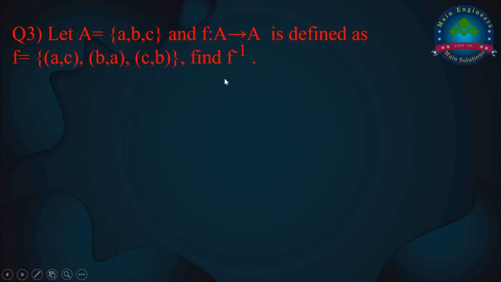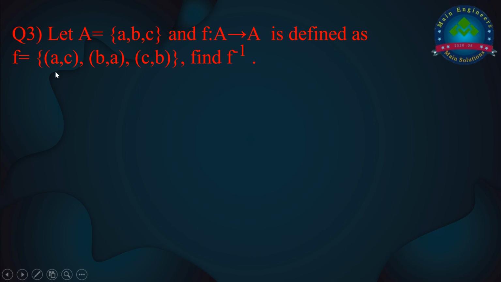So the third question is: let A be equal to {a, b, c} and f from A to A is defined as f is equal to {(a,c), (b,a), (c,b)}. Find the f inverse. So what is the f inverse? For the f inverse, the range will be the domain of f, and the domain will be the range of f. So domain and range will interchange their positions.